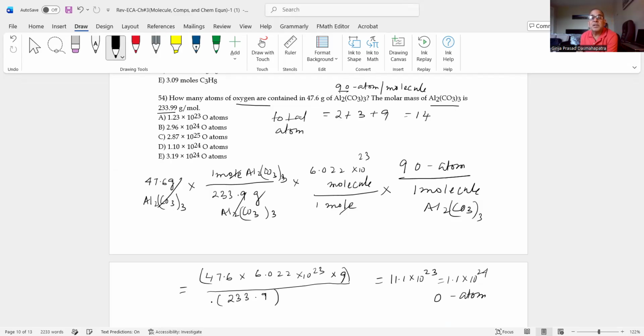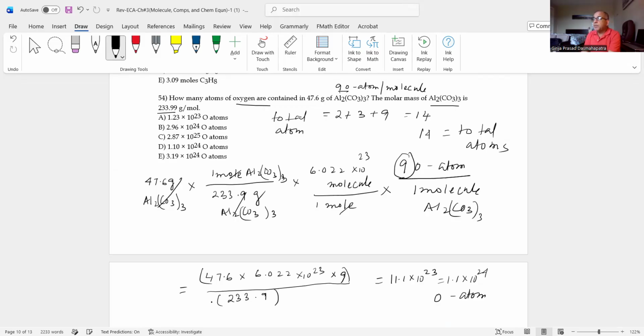So if in a problem, instead of asking for the number of atoms of a specific element, they ask for the total number of atoms, this 9 will be replaced by 14. Then that will give you total atoms. All the calculation will be the same, only the last step changes. If they ask, in 47.6 gram of aluminum carbonate, how many total atoms are present, it doesn't matter whether they come from aluminum, carbon, or oxygen, total. So in that case, 9 will be replaced by 14.